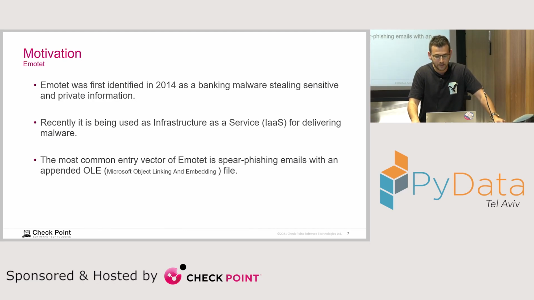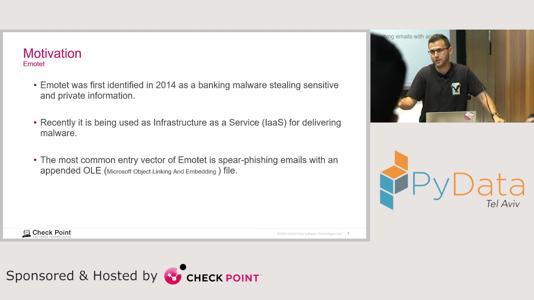It was recently used as an infrastructure as a service for delivering malware. That means that criminals buy that infrastructure to basically initiate their own second stage attack, their own payload, their own criminal activity. So the most common entry vector of Emotet is, as I said, an attached file that usually arrives at the victim through some spear phishing email.